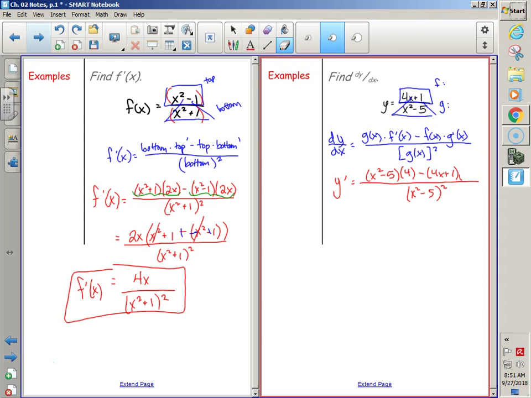I'm not saying it out loud, so I get confused. Bottom d top minus top d bottom. Guys, was there anything shared that we got to pull out? No. So we're just going to have to distribute. Just don't kill any seals. There's a minus that needs to be distributed.